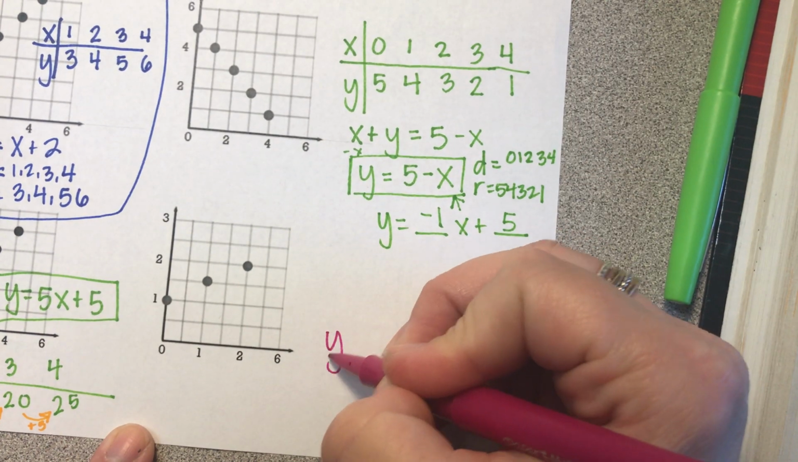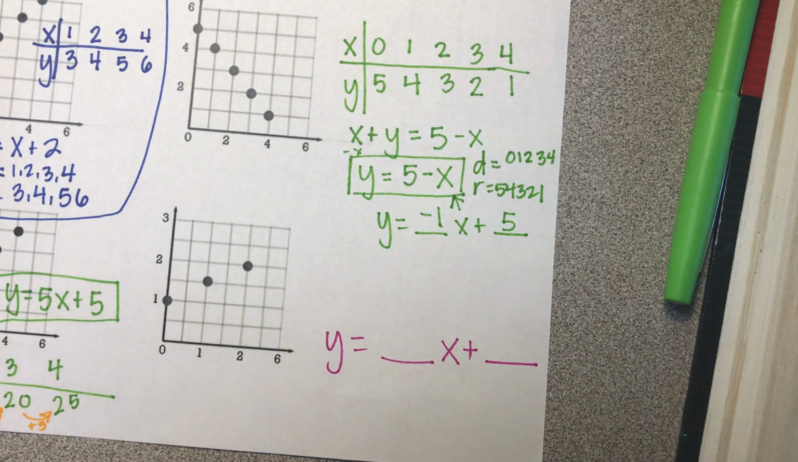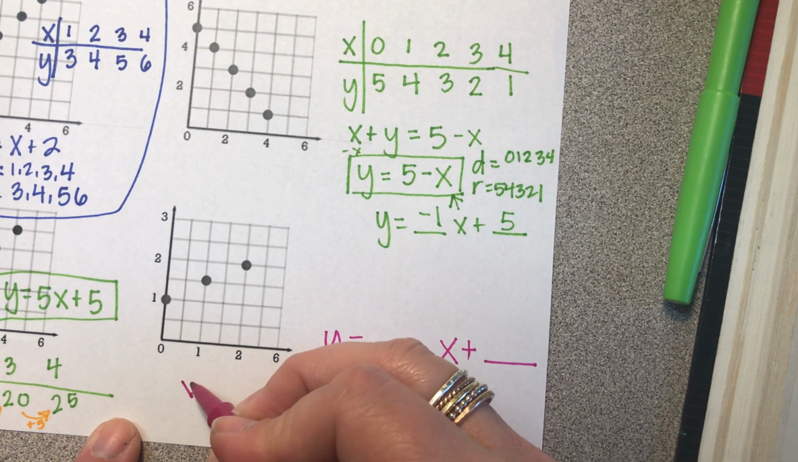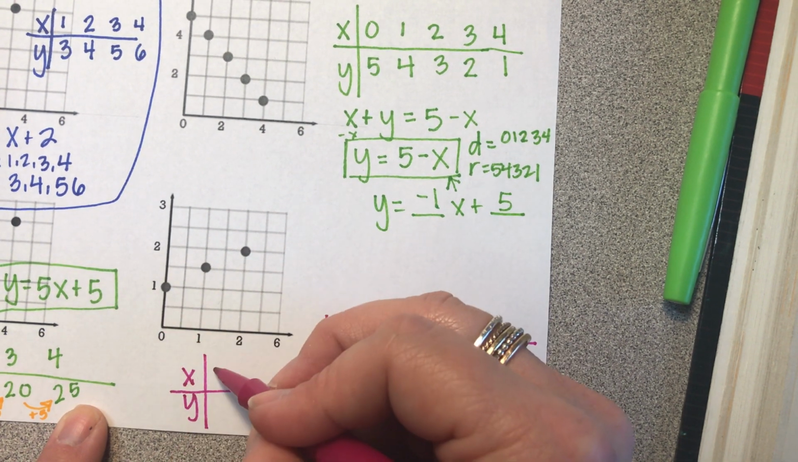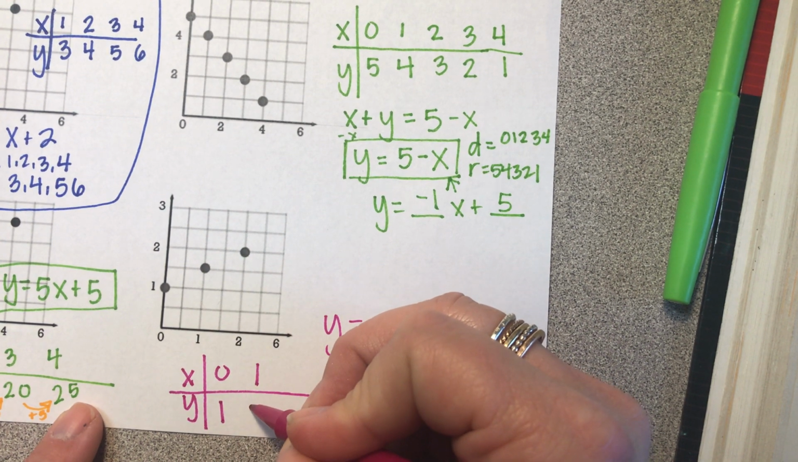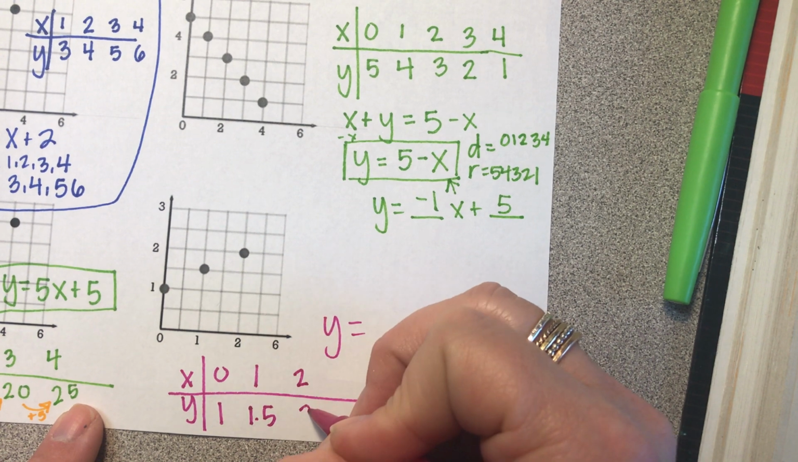So y equals blank x plus blank. So what is happening every time? Oh, let me make my chart first. X, y. So when x is 0, y is 1. When x is 1, y is 1.5. When x is 2, y is 2.